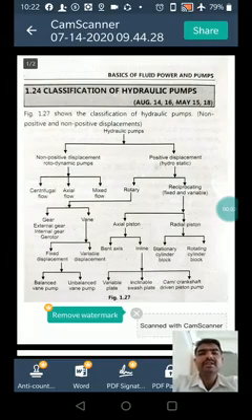Hi friends, here we see the unit on basics of fluid power and pumps.